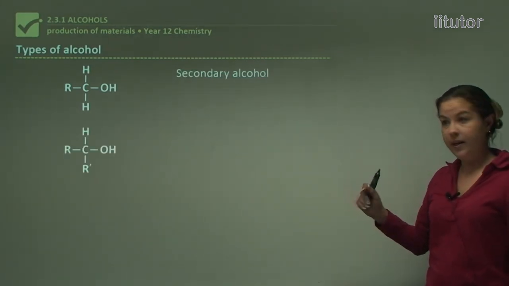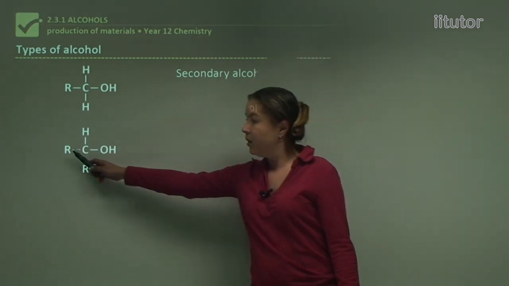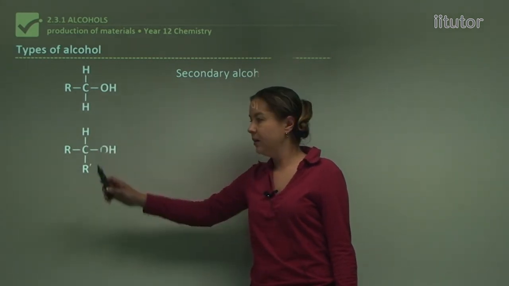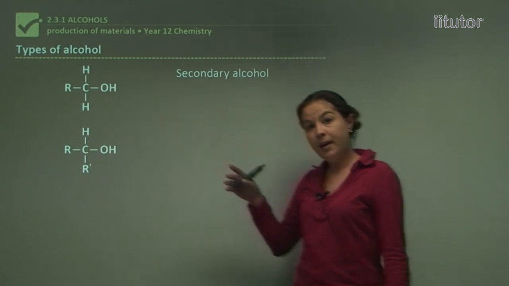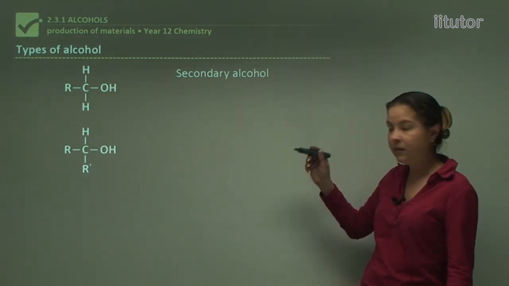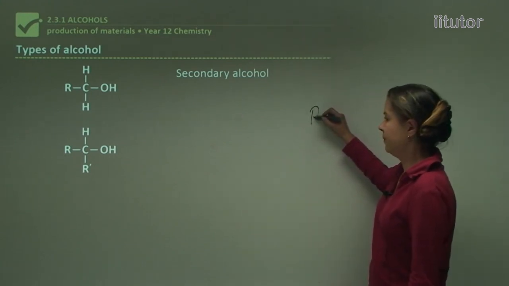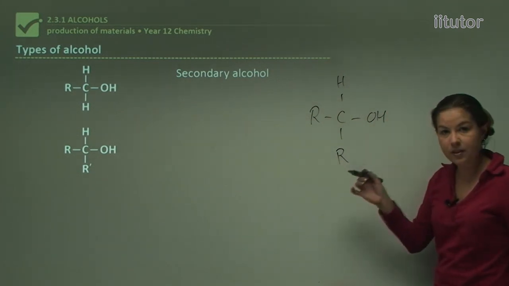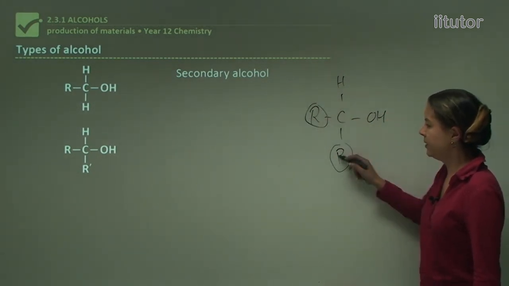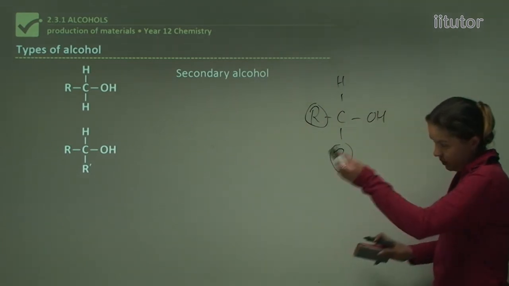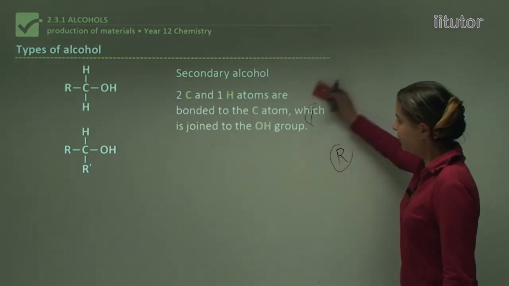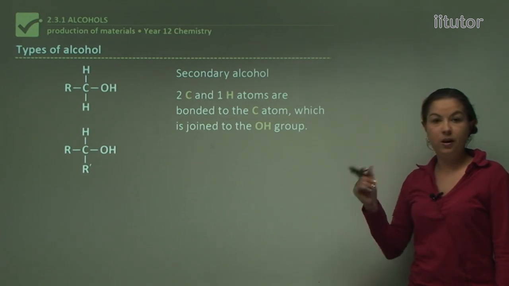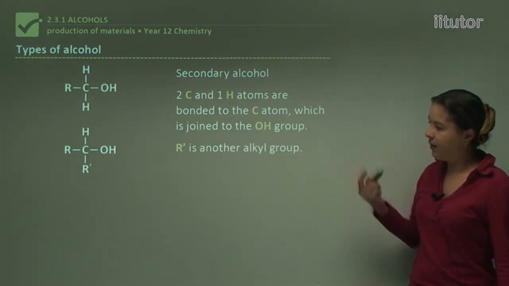Then we have our secondary alcohol. And this is our secondary alcohol, where we have two different R's. So when you have two different alkyl groups, we denote that with R and R dash, meaning that they're different. Now if R was the same carbon chain, you would just write R, C, OH, and that would just be R. It would still be a secondary alcohol, but it just means that that group is exactly the same. So that's showing you that the two R groups are actually different. So it has two carbon and one hydrogen atom bonded to the carbon atom, which is joined to the hydroxyl group. And R is another alkyl group.